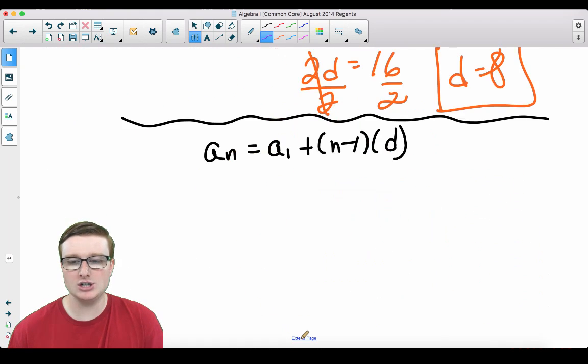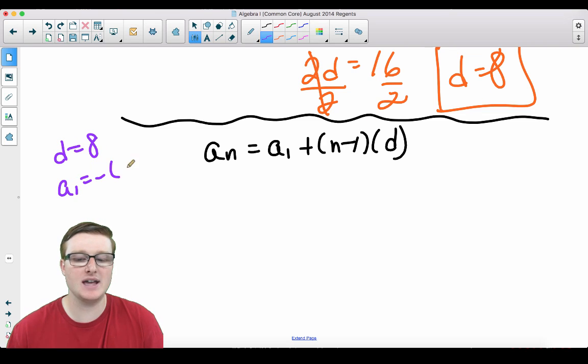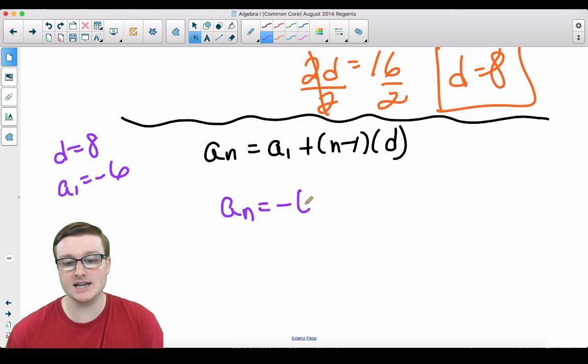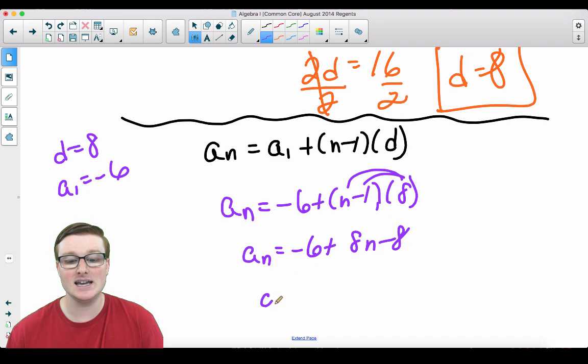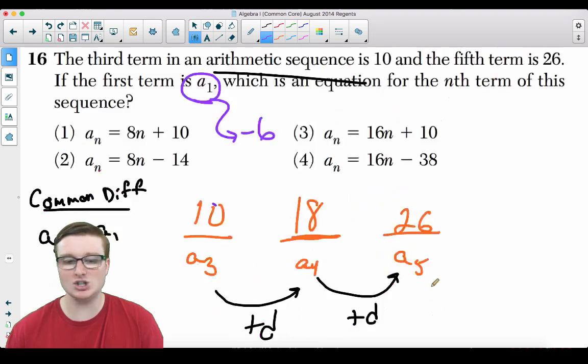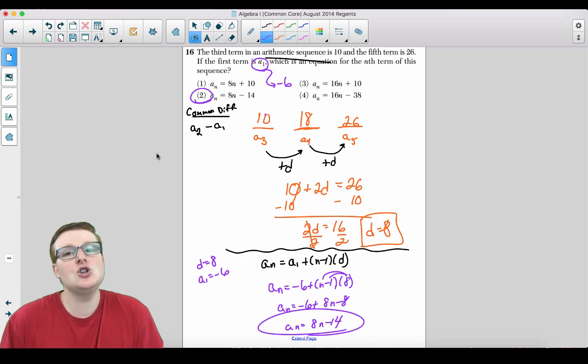So now what we're going to do is take our d value of 8, and take our first term of negative 6, and plug it in. So we get a sub n is equal to the first term, which is negative 6, plus n minus 1 times the common difference of 8. We're now going to distribute that 8 in. A sub n is equal to negative 6 plus 8n minus 8. A sub n is equal to 8n minus 14. That is your answer. Where is it? That is choice 2.